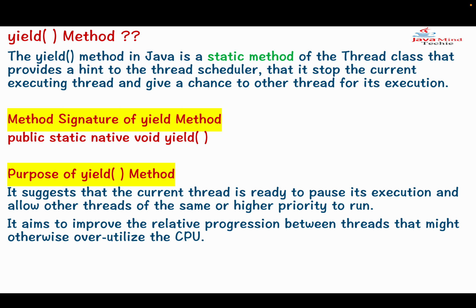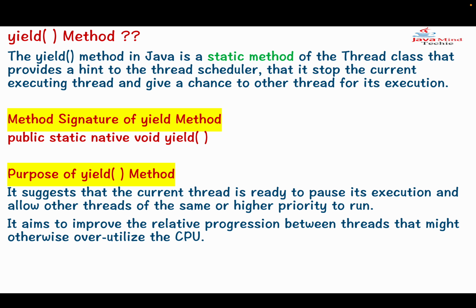Yes. So guys, the yield method in Java is a static method. First point you keep in mind. So you can call this method with the help of the class name only, correct guys? Yes. So guys, it provides a hint to the thread scheduler. Always keep in mind, this yield method provides a hint to the thread scheduler. It stops the current executing thread and gives a chance to other threads for their execution. Keep in mind, at that time you can call the yield method.